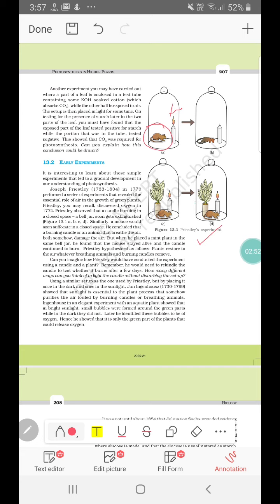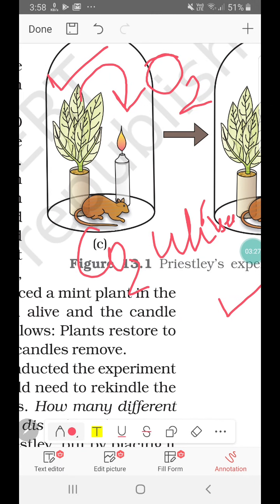Now in the second situation, we are keeping a mint plant, a burning candle and a mouse together in the bell jar. Then if we observe after a few days, we see that the mouse is living and the candle is also burning. This clearly shows that something is released by this plant which keeps the candle burning and keeps the mouse alive. So what is this something? That was the air, or oxygen, released by the plant. That is how we came to know that oxygen is released by the plant and carbon dioxide is utilized by the plant, and only then can it do this process.